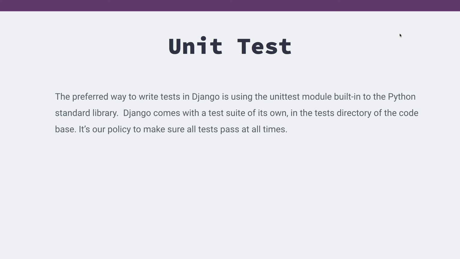The other one is the unit test. The preferred way to write tests in Django is using the unit test module built into the Python standard library. Django comes with a test suite of its own in the test directory of the codebase. We create a unit test for all the important methods in our code, such as get, count of likes, and so on for each post. It's our policy to make sure all tests pass at all times.